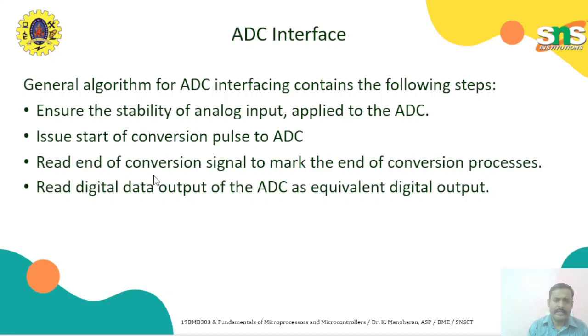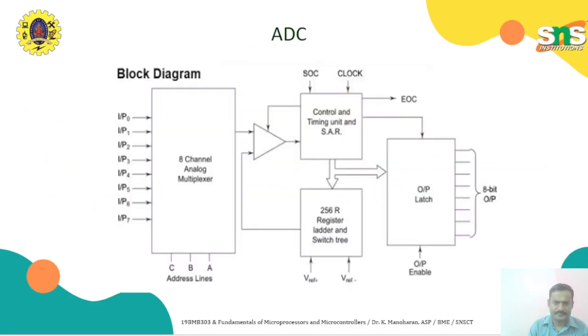So read the end of conversion signal continuously to check whether the conversion is completed. After completing the analog to digital conversion, the ADC gives an end of conversion signal to the microprocessor. So the microprocessor needs to wait till the end of conversion signal is received from the ADC device. Once the end of conversion is received, it can read the data from the ADC, that is the actual data present in it.